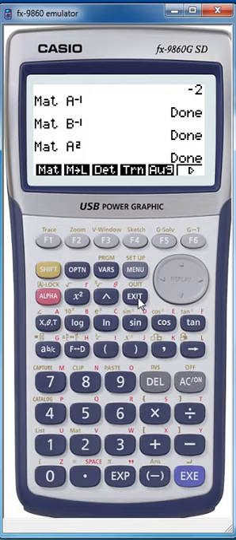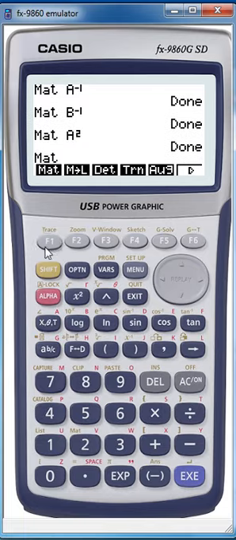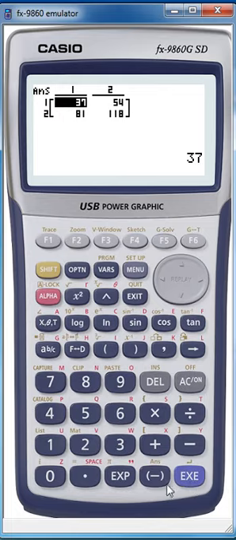One more. What if I wanted to cube the matrix we've called A? So matrix alpha A. Now there's no cubed button on here, so I'm going to use what I call the hat key. It actually means to the power of. So A to the power of 3, which is the same as A cubed. And there it is there.